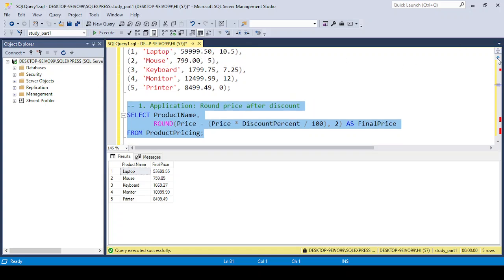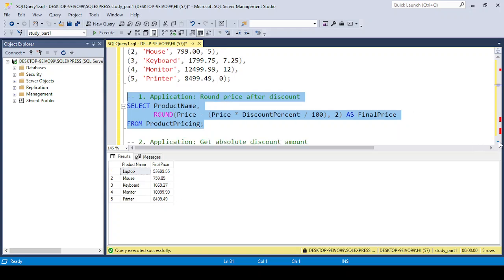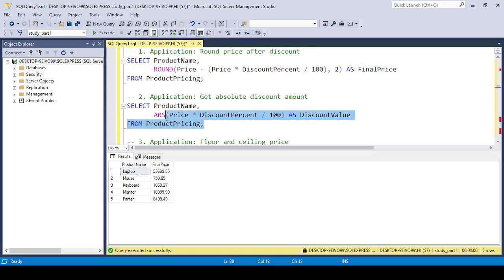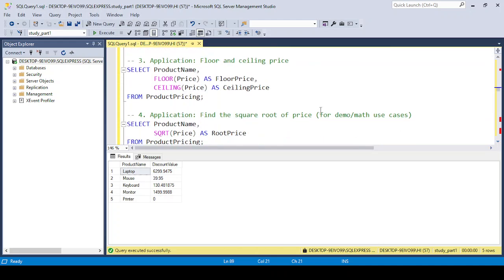So here, 60,000 with a 10% discount nearly, and so it is giving me 53699.55, and so on. These values are getting calculated. Let us see what is the absolute discount amount, the absolute value of it. Let's not consider if it is positive or negative, but just the value. So here the first product is 6-7,000, second product 40 rupees, third product 130, and so on. Let's see about the floor and the ceiling.